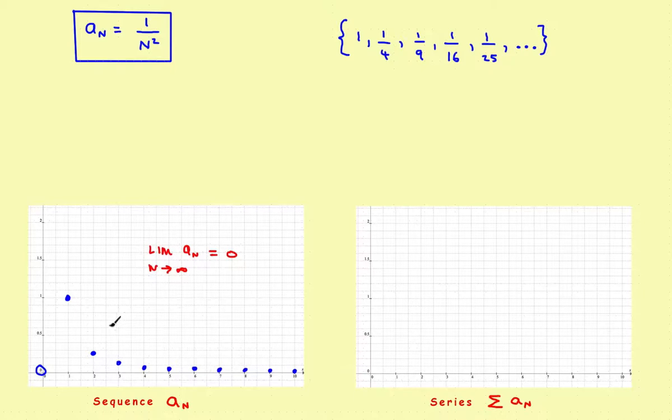Now, that's just the graph of the sequence. To do a graph of the series, the series is nothing but a series of partial sums of the sequence.